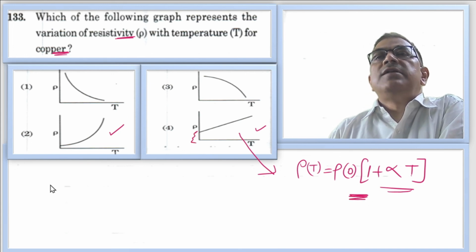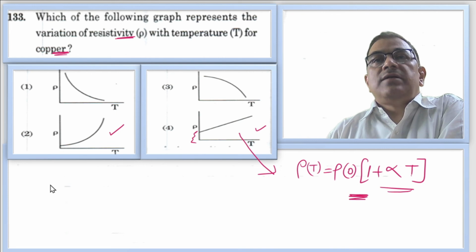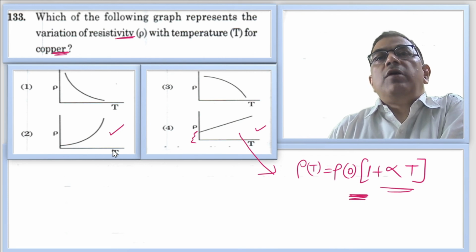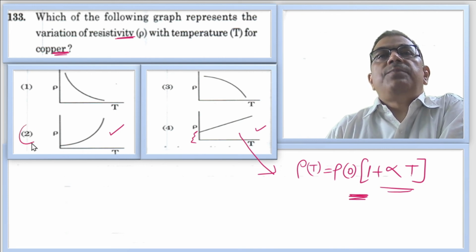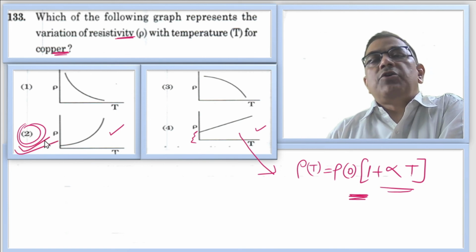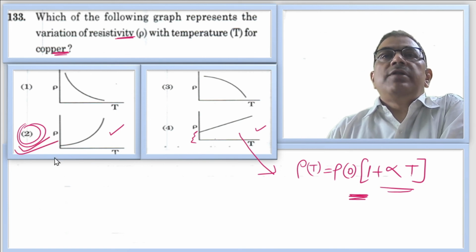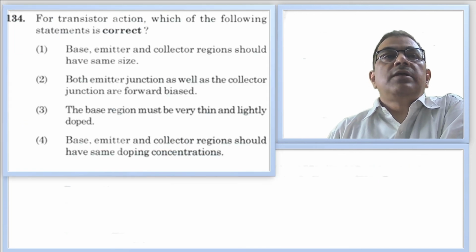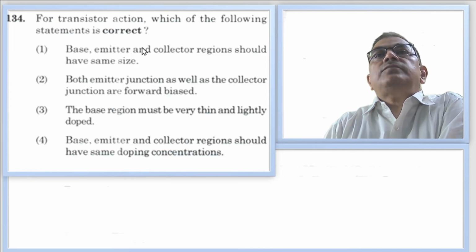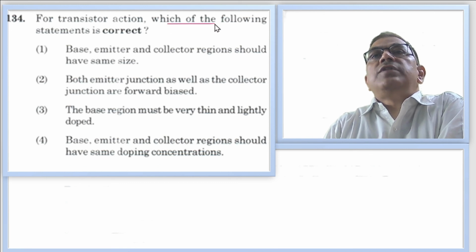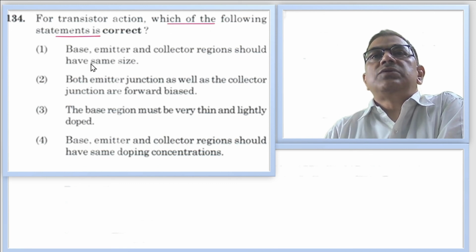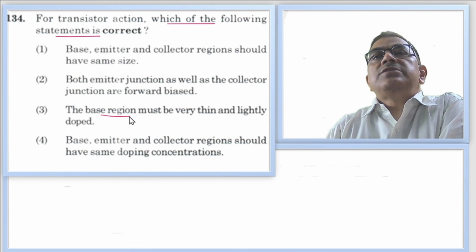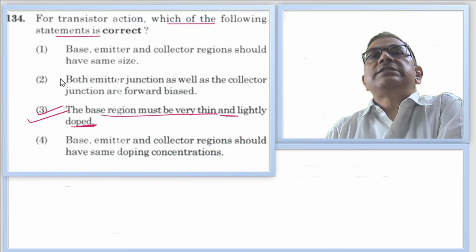But if you're considering T to be of long range, then definitely I'll pick up the second as the correct option. This is for the small range, and this is if you choose T to be of longer range. The next problem is the transistor action. For the case of transistor action, just go through, we'll see the base region must be very thin and lightly doped. So this appears to be the correct option, and all these are incorrect.